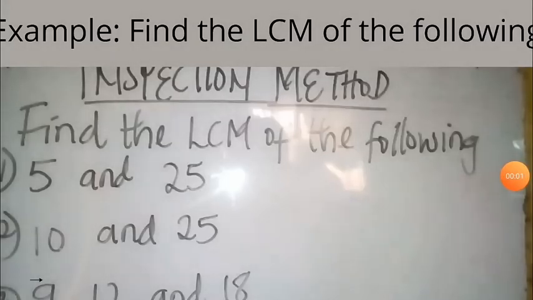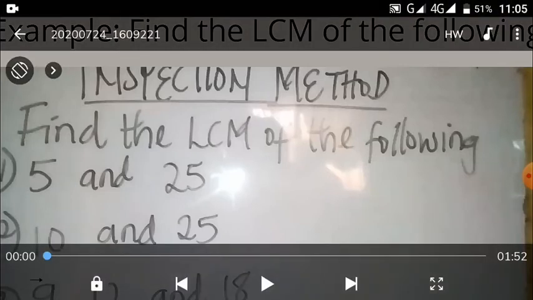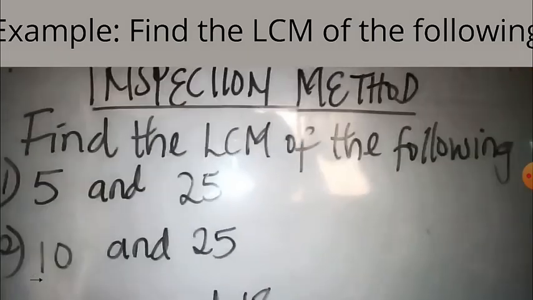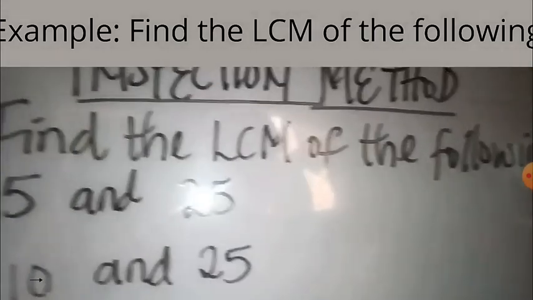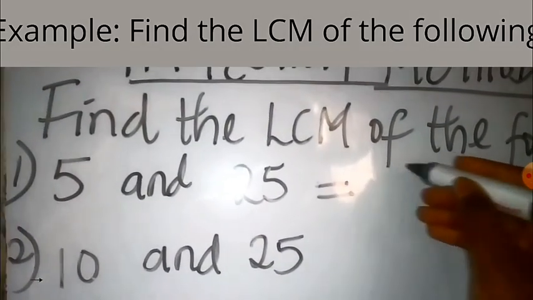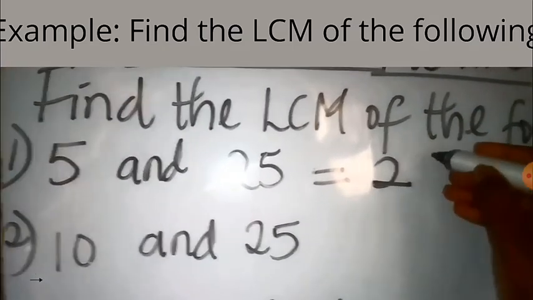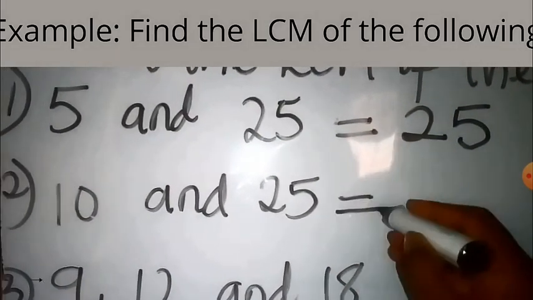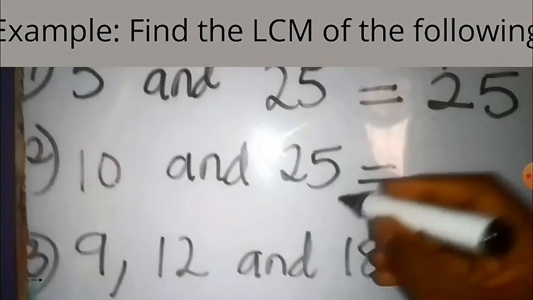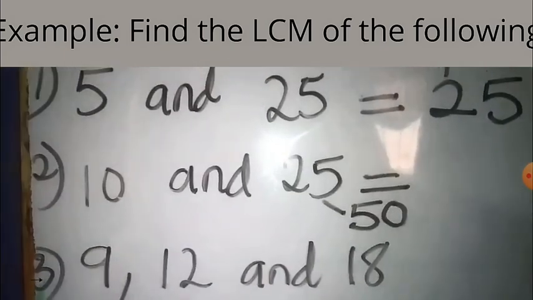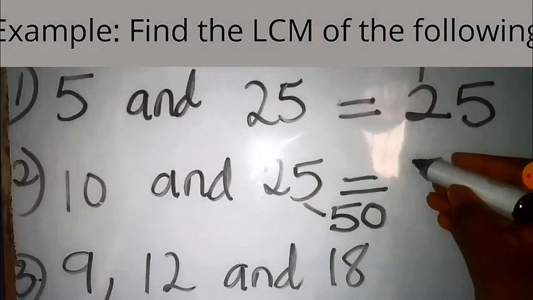Now we have to find the LCM of the following numbers using the inspection method. Now LCM of 5 and 25. Since 5 can go into 25 without remainder, the LCM of 5 and 25 equals 25. Now 2, we have LCM of 10 and 25. 10 cannot go into 25 without remainder. So we multiply our 25 by 2, which is 50. So since 10 can go into 50 without remainder, our LCM is 50.